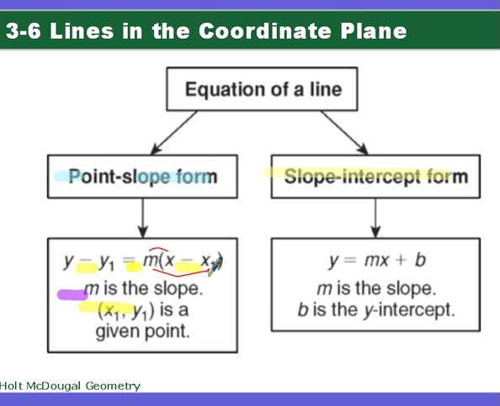Slope-intercept form is the one that we're more familiar with. y is equal to mx plus b. Again, m is our slope, b is our y-intercept, so that's where the line crosses the y-axis. So here's the form of the equation.